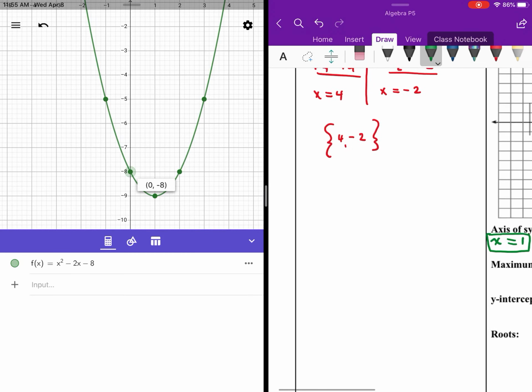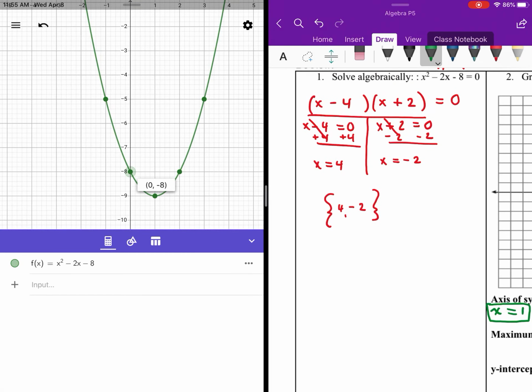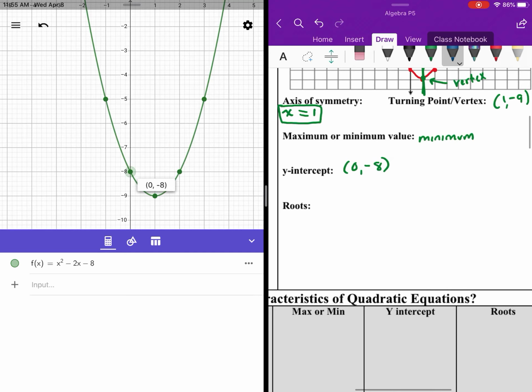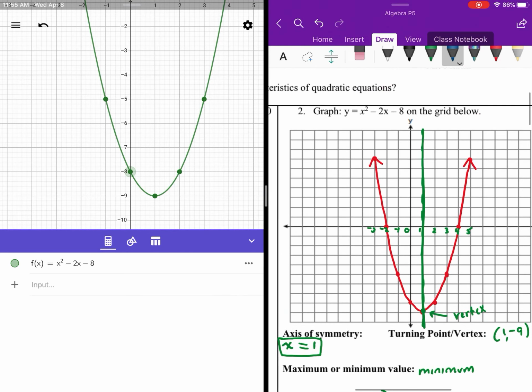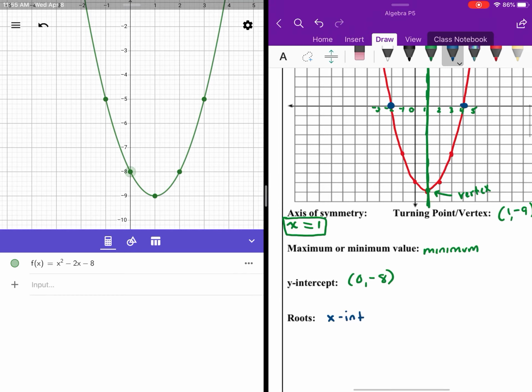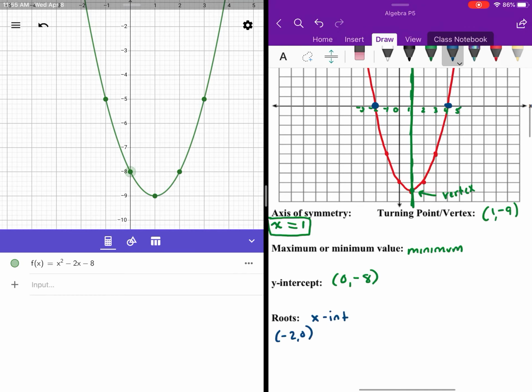Now, we already solved this equation algebraically in the first one and got roots that were 4 and -2. On the graph, you can find roots by looking at where the graph crosses the x-axis. It's kind of like the x-intercepts. And there's 2 of them. One of them is over there. One of them is over there. The one on the left is at (-2, 0). And the other one is at (4, 0).